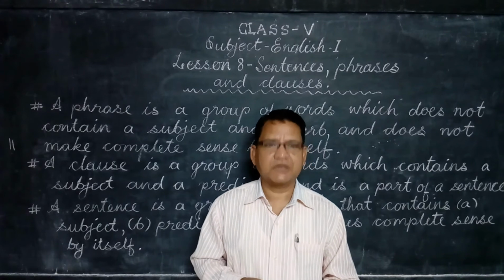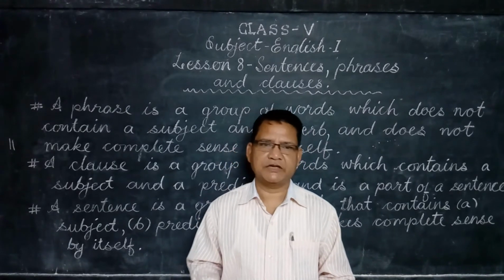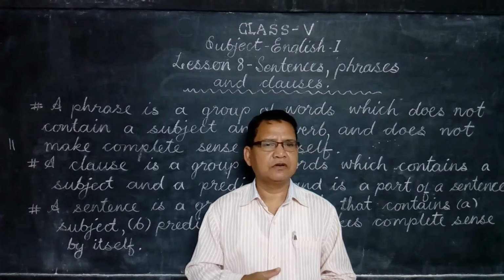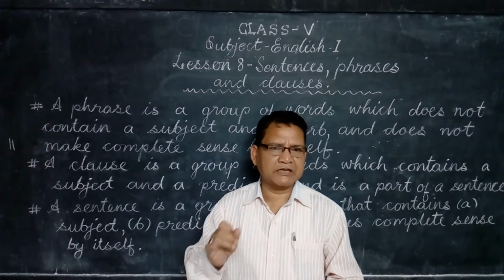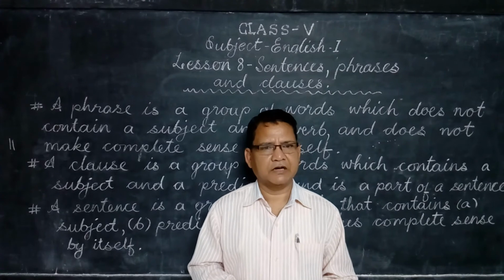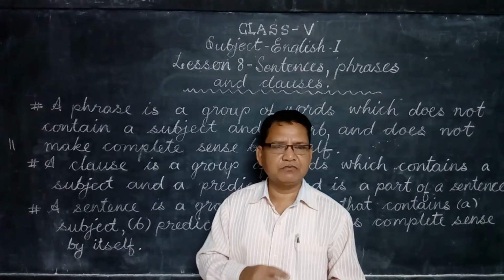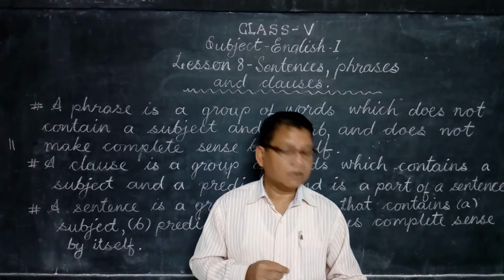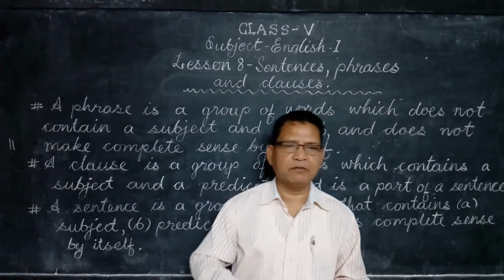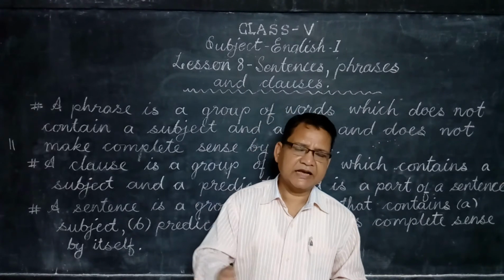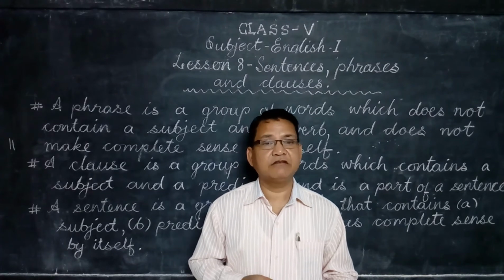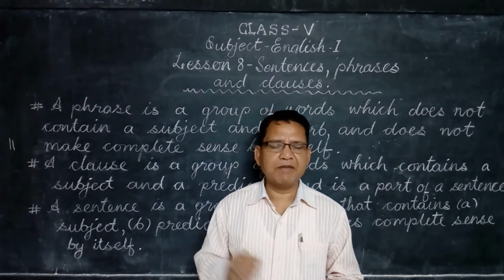Next one is at sunset. What will happen at sunset? What activity will take place at sunset? It's not mentioned. We know that something will happen at sunset, but what will happen? Who will do it? We have no idea. So it is a phrase because it has no subject, no verb. Next one: the playing field. We know that there is a playing field, but what is happening in the playing field? Who are they in the playing field? We have no idea. It has not given us complete sense, a complete idea.